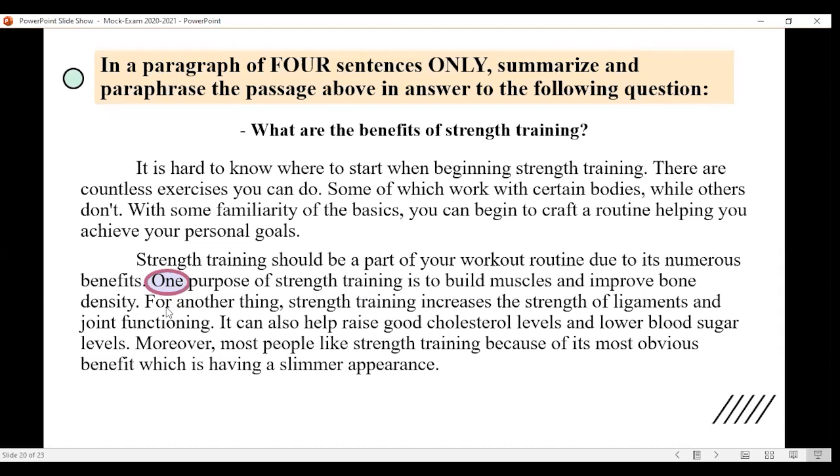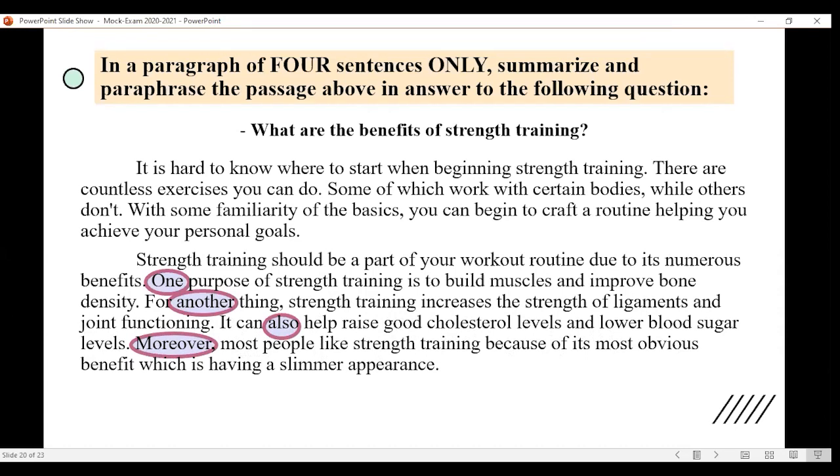Then you told me the other idea, the second idea, is another thing. So the answer is in my second sentence: strength training increases the strength of ligaments and joint functioning. Someone said also, so this is the third idea: it raises good cholesterol levels and lowers the blood sugar levels. And someone said moreover, but that is my last and final idea: most people like strength training because of its most obvious benefit, which is having a slimmer appearance.